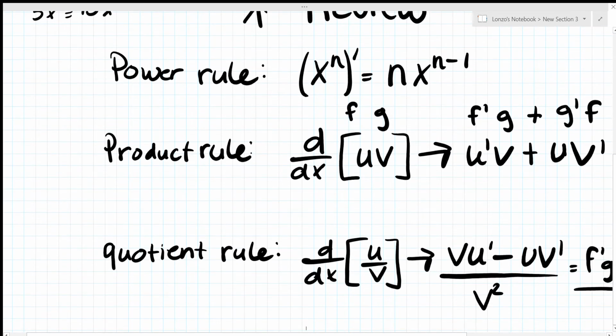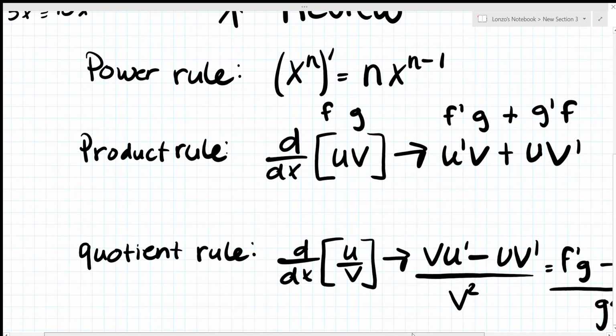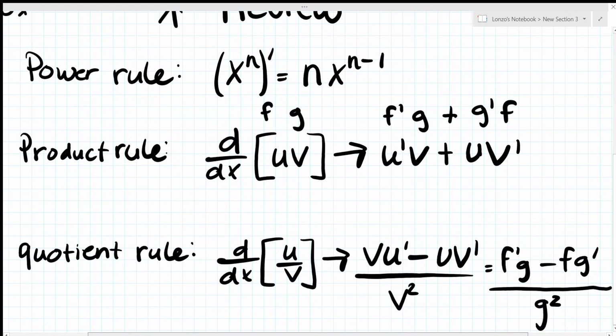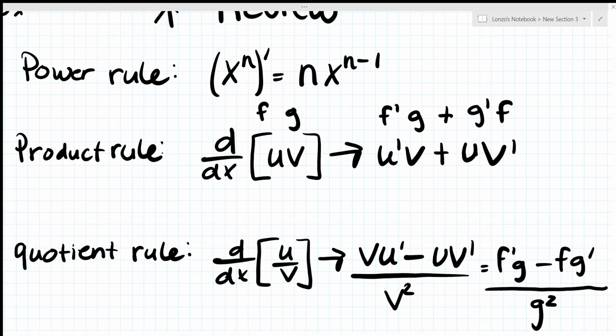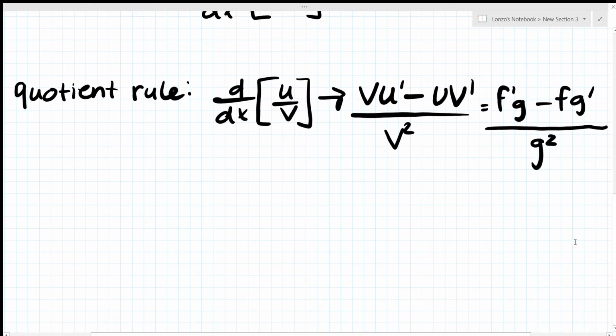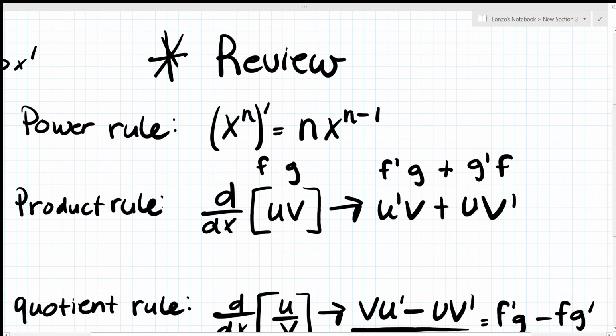The quotient rule is simply, you can use u or v or f and g. So you take f prime times g minus f times g prime, all over g squared. Or you could use u and v, same thing, right? v times u prime minus u times v prime, all over v squared. Those rules come in handy when you're going to use the chain rule.